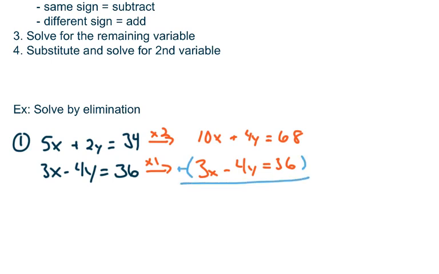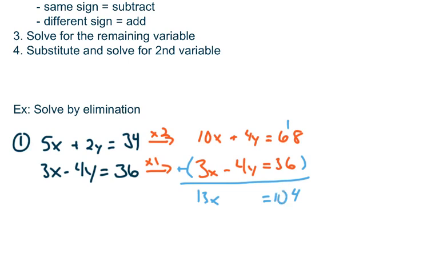10x plus 3x, I'm just adding straight down the list. 10x plus 3x is 13x. 4y plus negative 4y is 0y, and that's the whole point of the elimination method. It eliminates, it removes one of the variables. And then 68 plus 36. Let's see, 8 plus 6 is 14. Carry the 1, that's going to be 104.